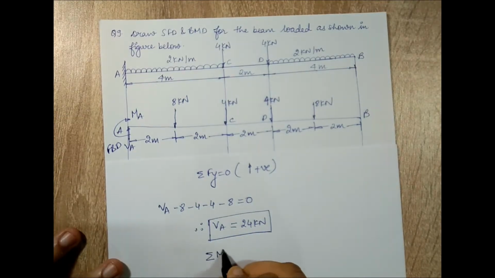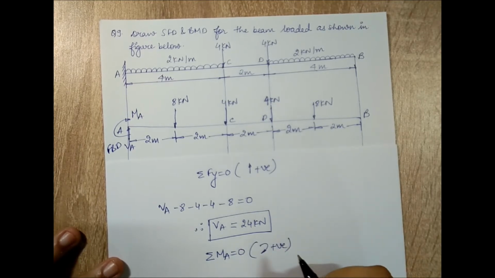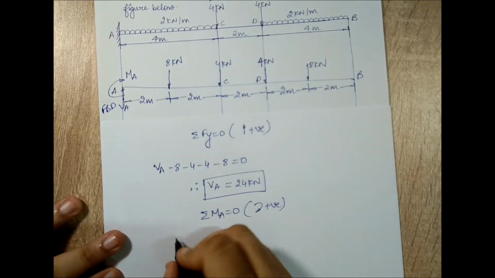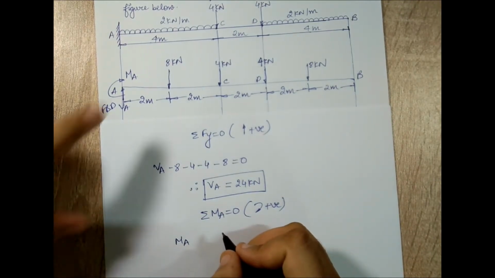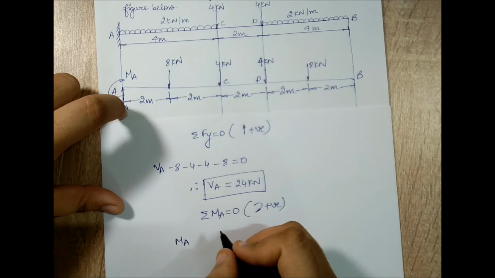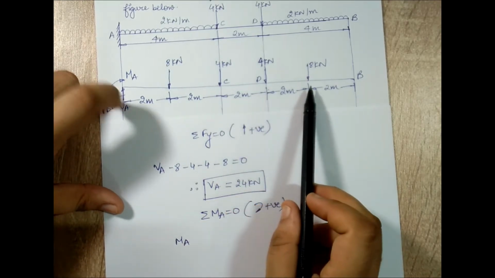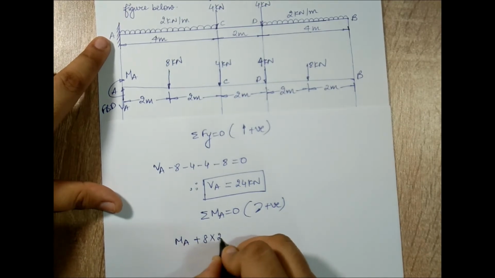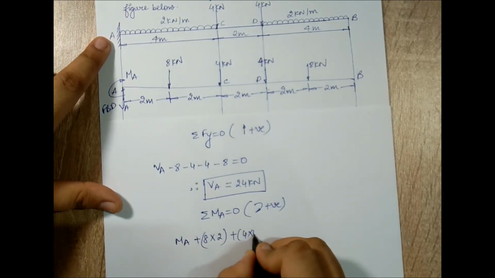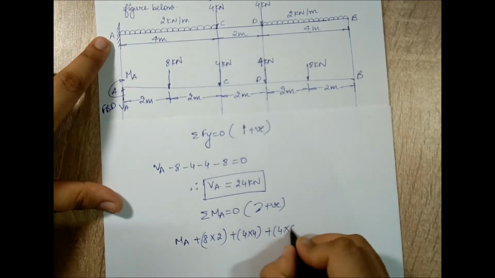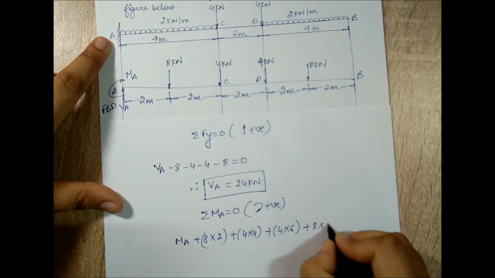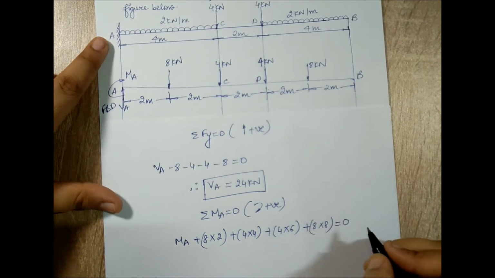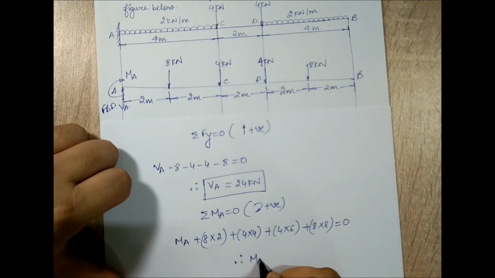Next I'll use summation of moment about A is equal to 0. I'll take clockwise moment as positive. At A there is a moment MA which is going clockwise. 8 will turn clockwise towards A. Similarly 4, 4 and 8 will also turn clockwise towards the point A. So I'll write plus 8 into 2 plus 4 into 4 plus 4 into 6 plus 8 into 8 is equal to 0. I get the value of MA as minus 120 kilonewton meter.